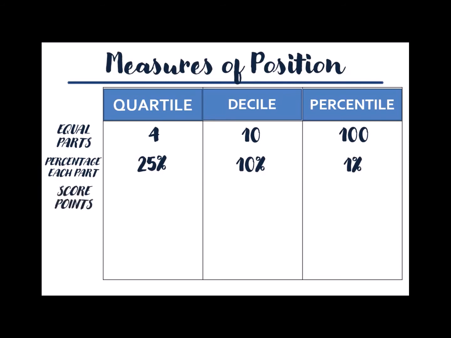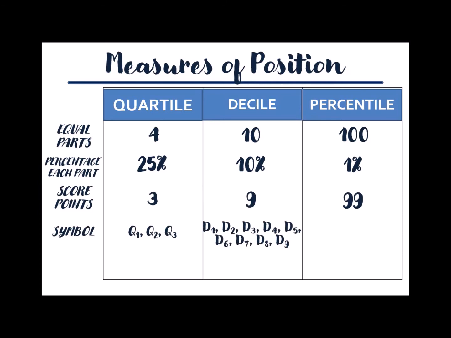Now, the score points. Ito yung tinatawag nating ilang measures of position. Sa quartile, katulad ng nabanggit ko, 3 lang: Q1, Q2, at Q3. Sa decile naman, magkakaroon lang tayo ng 9, tapos sa percentile ay 99. Ano-ano po yung mga yun? Yung symbol ng quartile, yung tatlong score points, ay Q1, Q2, and Q3. Sa decile naman, mula D1 hanggang D9. At sa percentile, capital letter P, P1 until the 99th percentile or P99. So yan ang ibig sabihin ng mga score points.